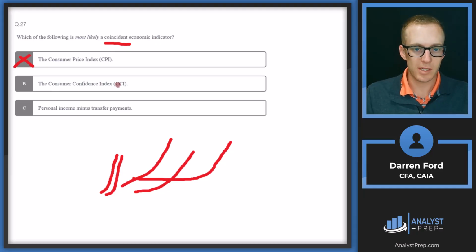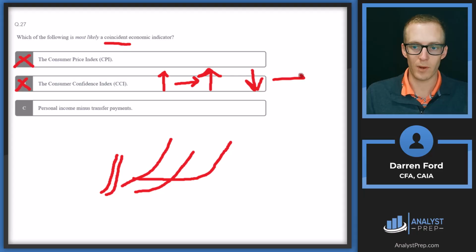B, the consumer confidence index. This one tends to be a leading indicator, meaning that when confidence goes up, that leads to more spending, which will then lead to higher economic activity. So it tends to be more of a leading indicator, and vice versa. If confidence goes down, then later on we could expect activity might decrease, and economic data points like GDP we would expect to be lower.